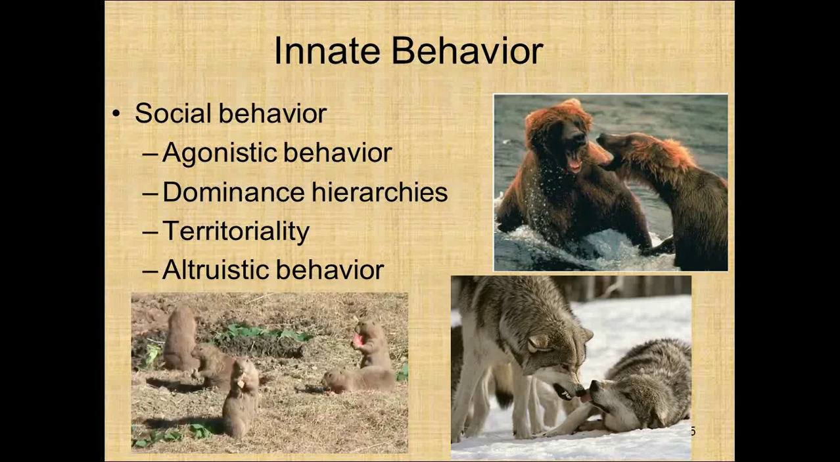Our last type of innate behavior is altruistic. Altruistic behavior is defined as an unselfish behavior that one individual does that benefits the group as a whole, meaning that one individual gives something up for the good of the whole.